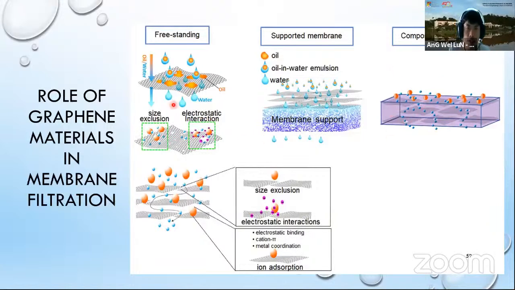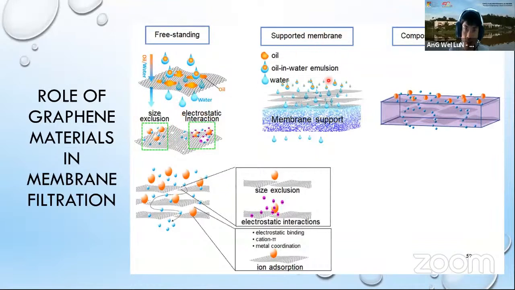Of these three forms, the composite membrane is the most common one. The reason is that the freestanding layer is theoretically a very good membrane filter, but how are you going to handle a graphene filtration layer that is one layer thick? It's very difficult to handle because the layer is just one carbon atomic layer thickness, so it's impossible for us to use this in the real field.